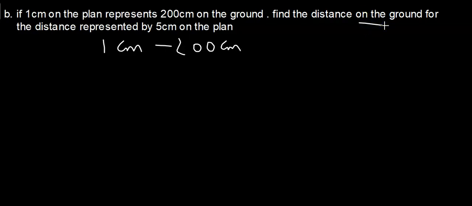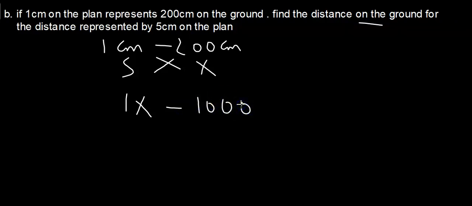I say 1 centimeter on the plan represents 200 centimeter on the ground. So I'm gonna say X over here. And then the distance represented by 5 centimeter on the plan. So they give us 5 centimeter on the plan, so I'm gonna just say 5 over here. Then I'm going to quick cross. So 1x will equal 5 times 200, which is 1,000. So my answer, or x, will be 1,000. So 5 on the plan is going to represent 1,000 on the ground.